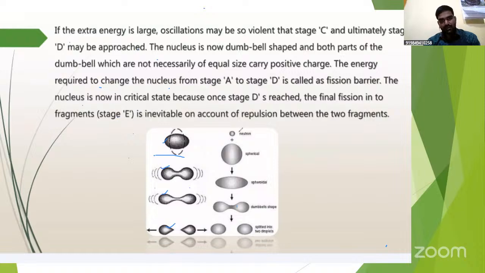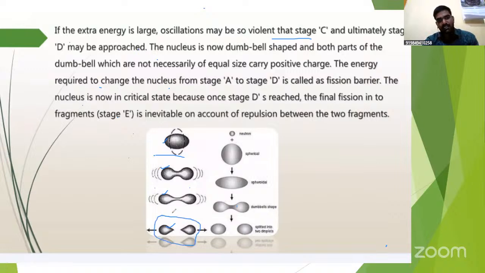So first the neutron is added, but it is plus spherical, so it will give a spheroid. If the extra energy is large, oscillations may be so violent that stage C and ultimately stage D approach. If the oscillations are more in the liquid, what happens? There will be a dumbbell shape. A dumbbell shape will be formed. This is the shape that is formed.